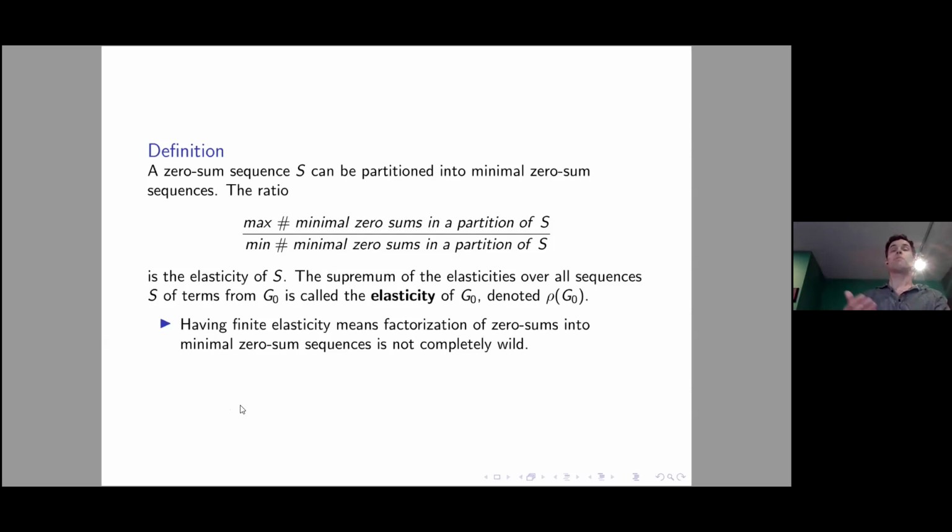And if we take the supremum over all zero-sum sequences, we get the elasticity of the monoid. As I said before, this is one of the classical means of measuring that the factorization behavior of zero-sum sequences is not completely wild. If this has finite elasticity, there's a uniform global bound, which says that the size of the min factorization and the size of the max factorization, that ratio can't grow arbitrarily large.